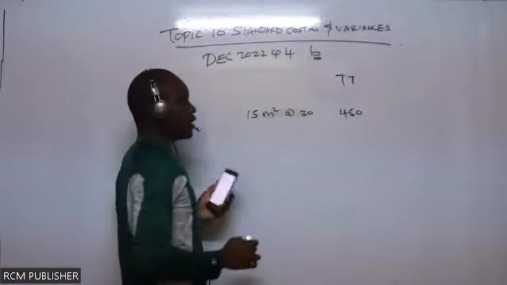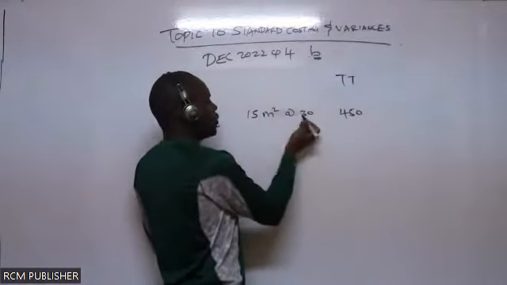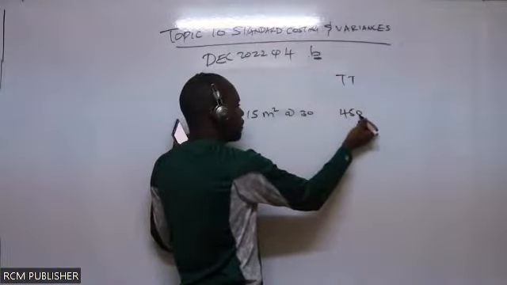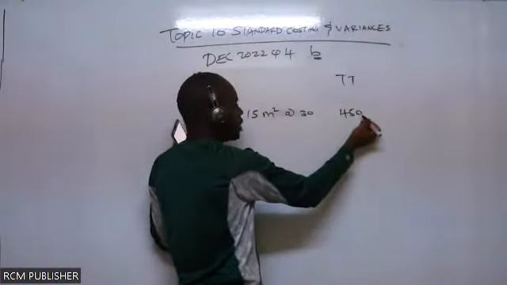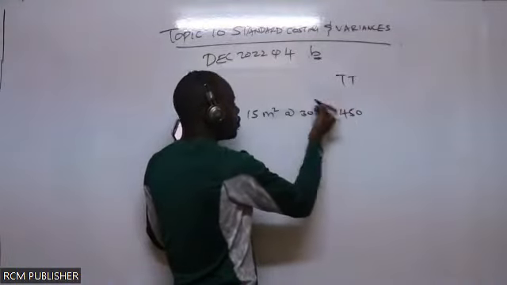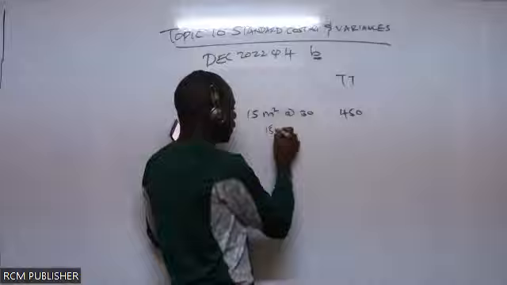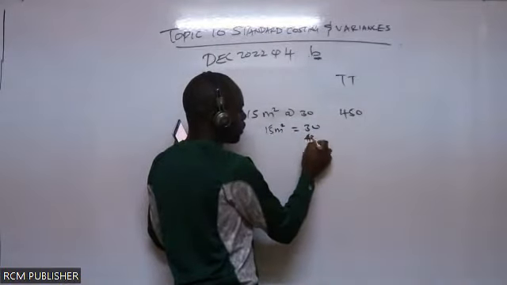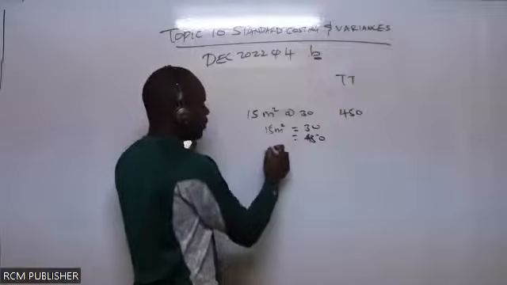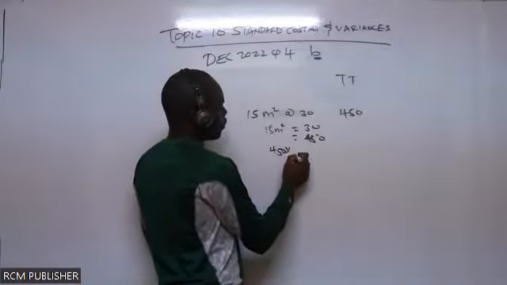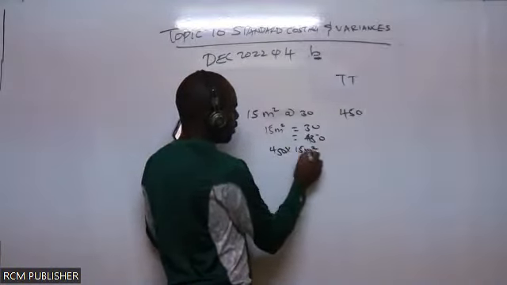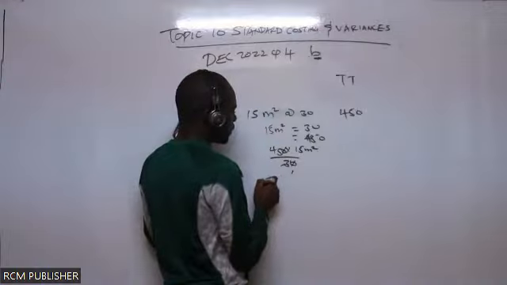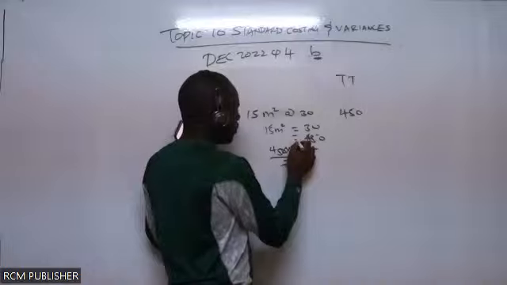How many units? For every 15 meters, you're going to spend 30 bob. We've spent 450. So if 15 meters is equal to 30, 450 shillings will get us how many? So that is 450 multiplied by 15 meters square, then we divide by 30. I have this, I'm going to have 5 here.